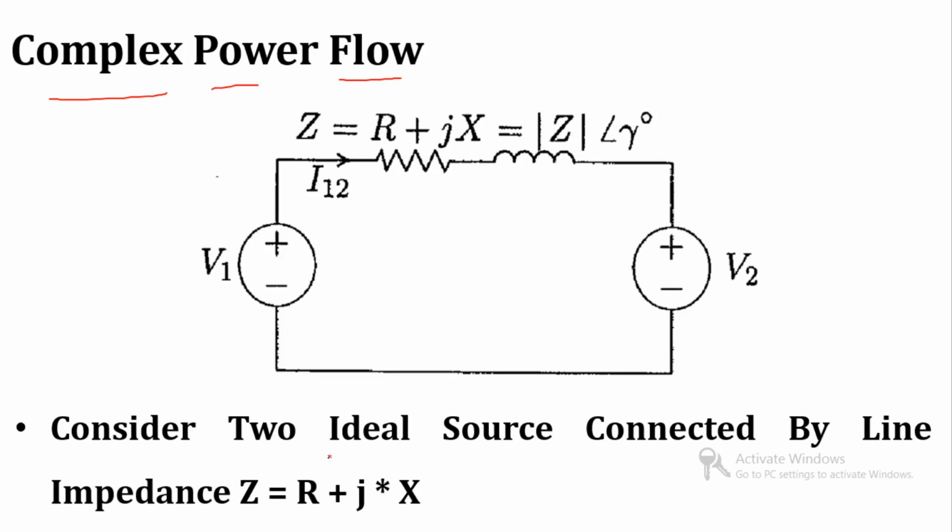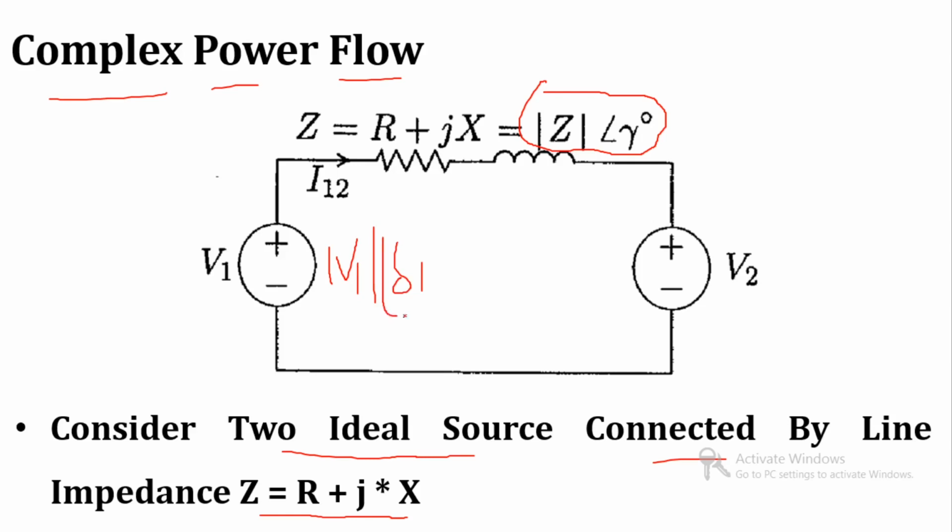So here consider two ideal sources which are connected by a transmission line having the impedance Z equal to R plus jX, and its polar form will be Z at an angle gamma. The two sources are V1, its value is mod V1 at an angle delta 1, and V2 is equal to mod V2 at an angle delta 2. The current flow is given as I12.